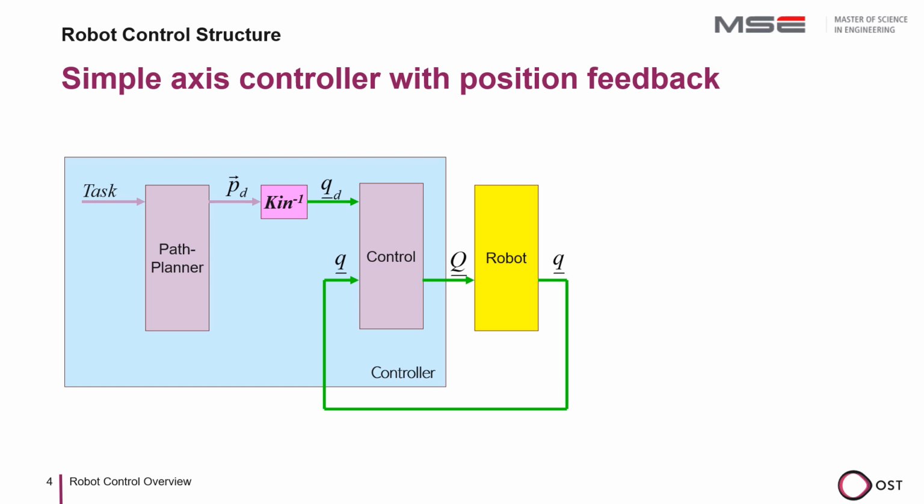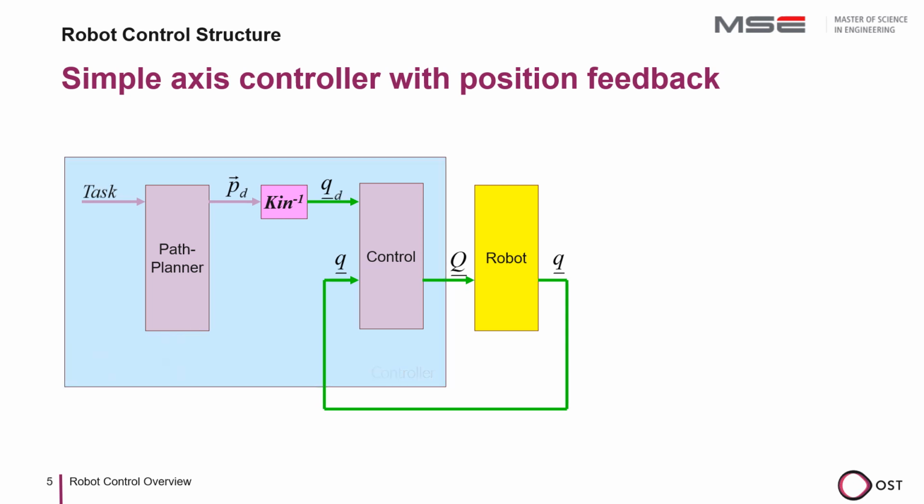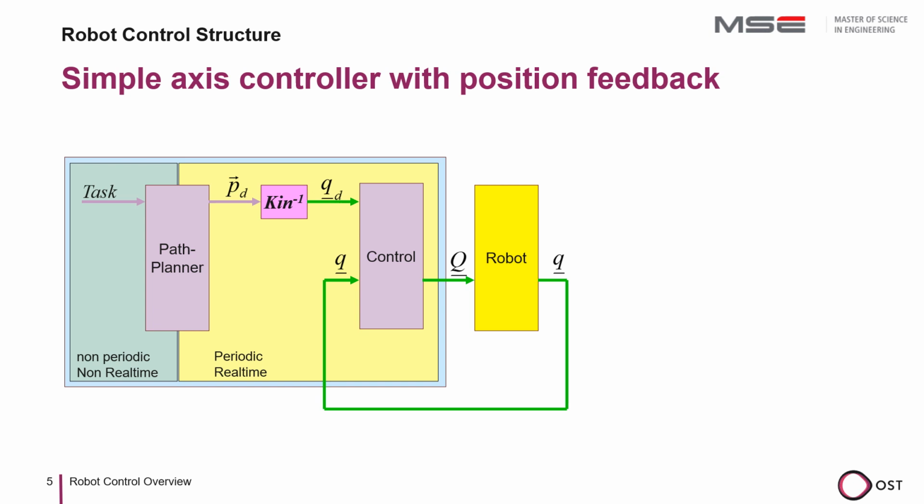Normally, this controller structure is realized as software. The control algorithms in the control system must be periodically computed in hard real time, while the robot application sequences are processed sequentially without any specific real-time requirements.